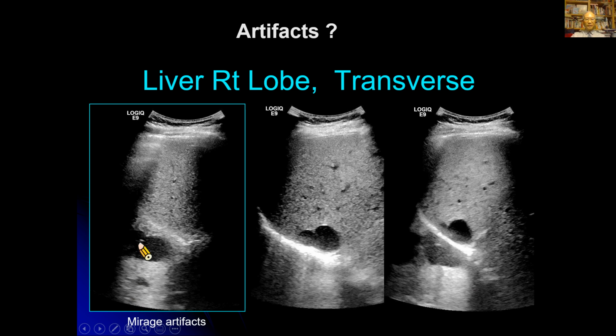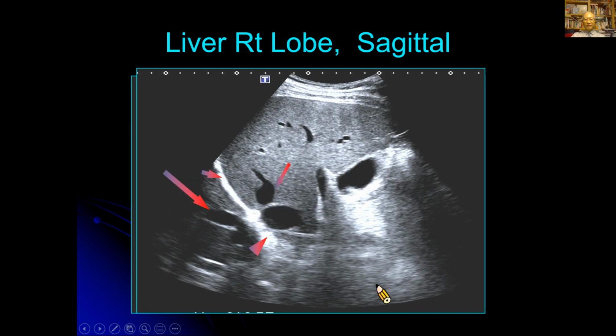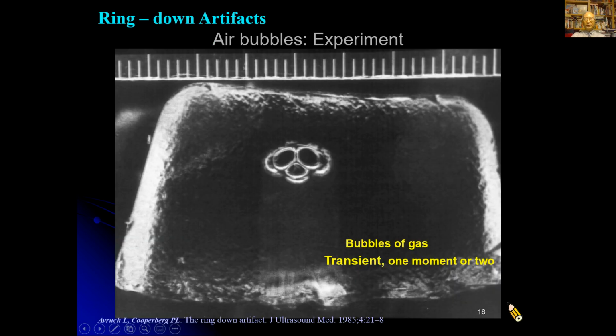So this is a mirage artifact. Real image. This is a mirror image. True, false, false, true. Sometimes the artifact can be so real. Here you can see it completely reflected above the diaphragm. So false and real. Mirror image artifact.